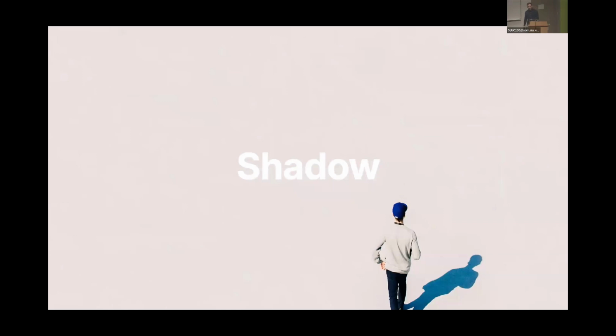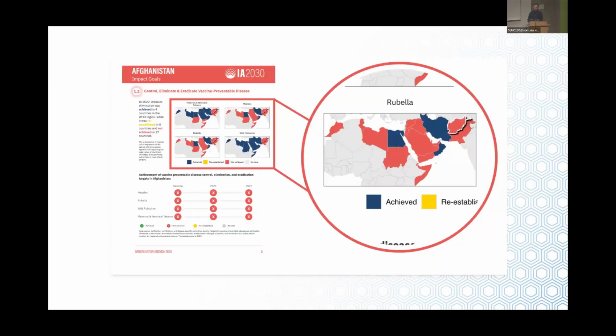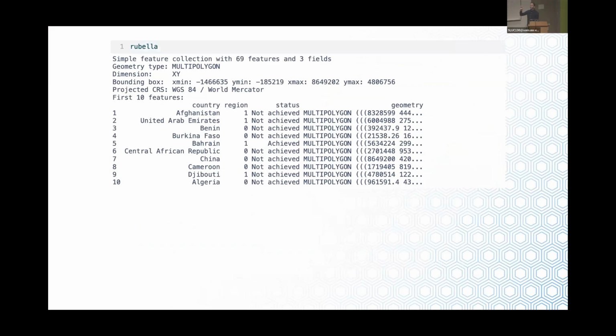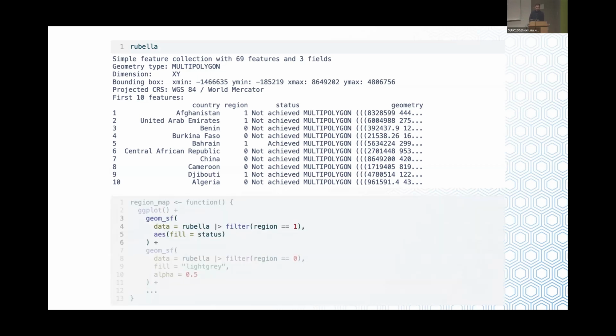All right, last tip is to use shadow. So this is a map that we made looking at, in this case, rubella, the status of rubella in various countries. In this case, you're looking at it for Afghanistan. This is geospatial data. So the section at the top is the kind of metadata, it's simple features data. And the geometry column is also because you're working with geospatial data. Then you've got country, region, status, which I'll talk about in a second.